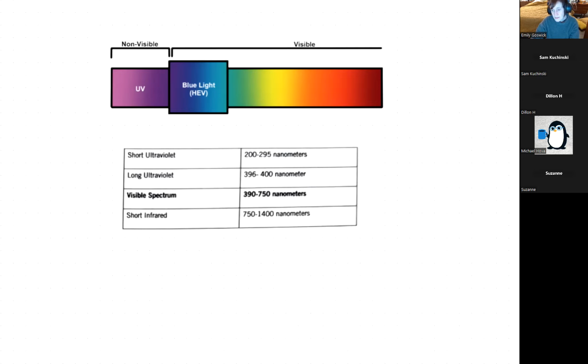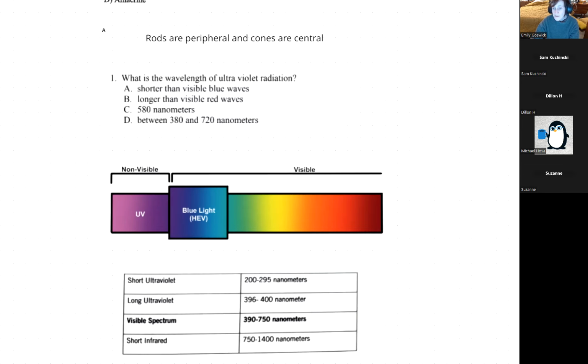Okay, so that's here. You could say 400 to 750, and this is somewhere between 200 to 400. That would help you to know, if you know UV ends around 390, that it's not going to be 380 to 720. It's not going to be 580.